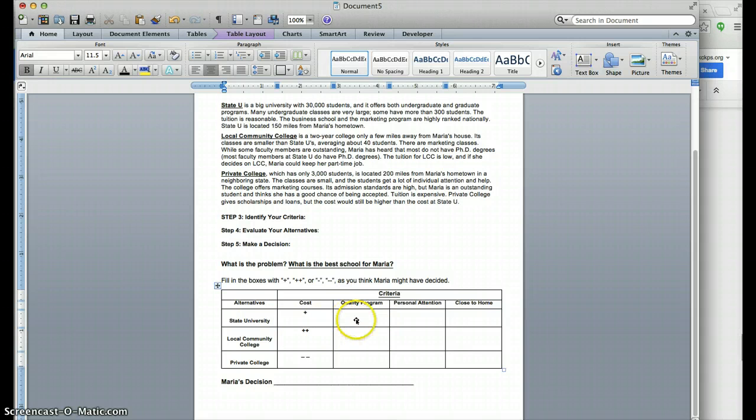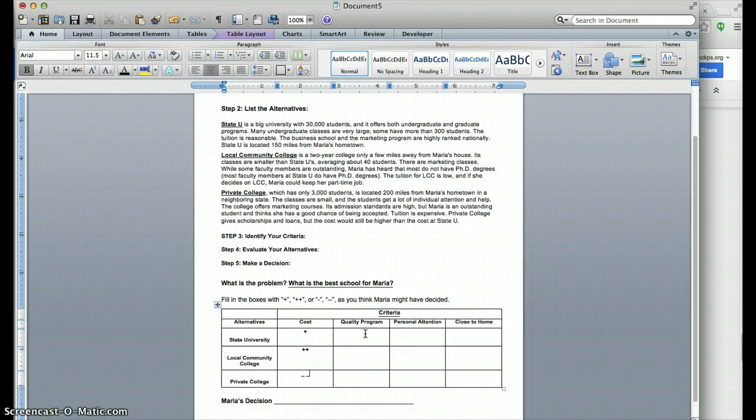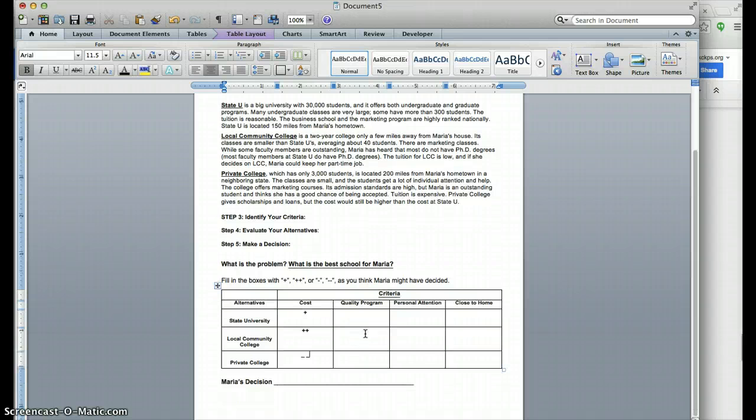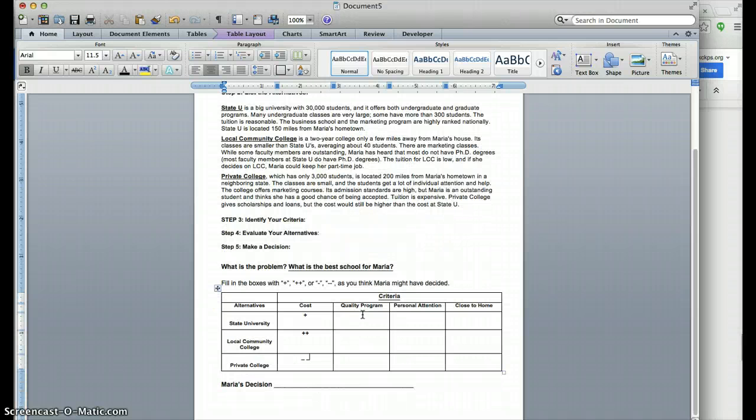So the next thing that you will do is to go over the next criteria and use plus and negative signs as you evaluate the three alternatives. So hopefully this exercise gave you an idea of how you will answer this decision making grid.